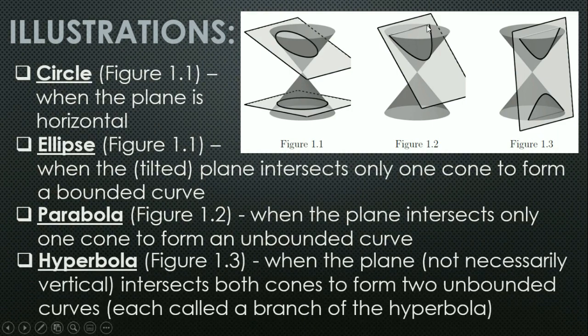And lastly, yung hyperbola, which is here, sa part na to, when the plane, not necessarily vertical, intersects both cones to form two unbounded curves, each called a branch of the hyperbola. Okay, so, nung in-intersect ni plane yung cone, at dalawang cone yung na-intersect niya, not necessarily vertical. As you can see, may dalawang branches na nabuo. Ang tawag dyan ay hyperbola. Okay?